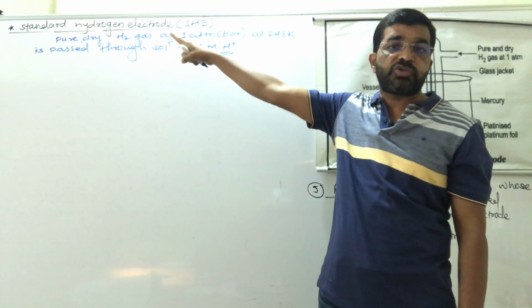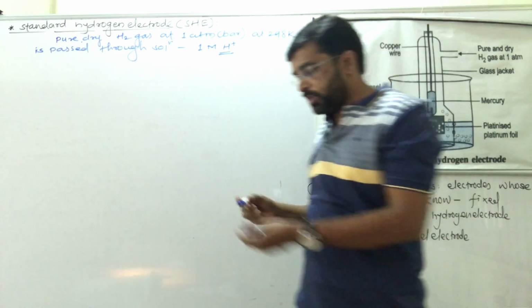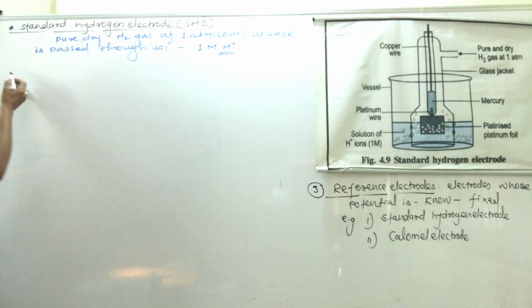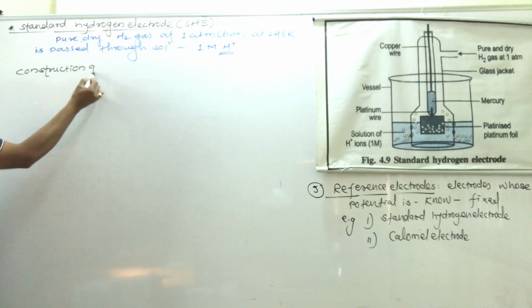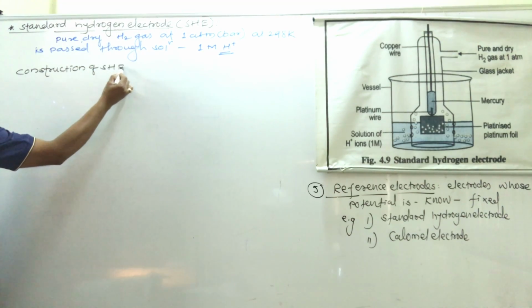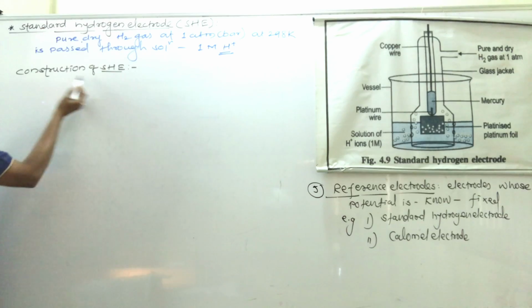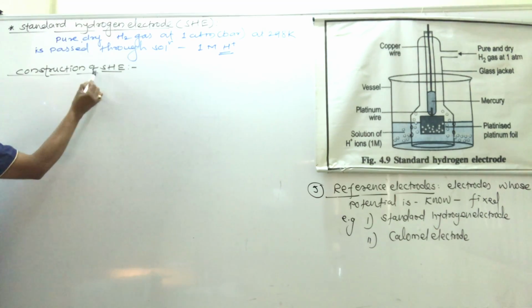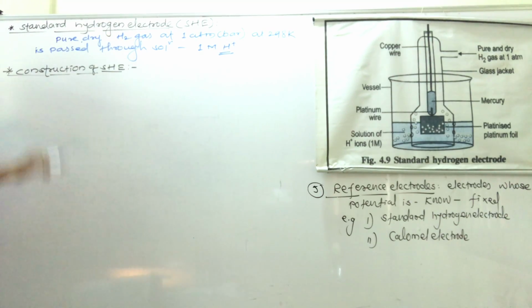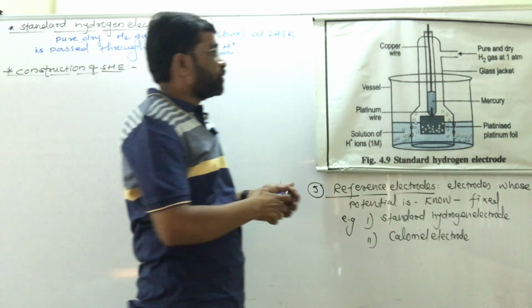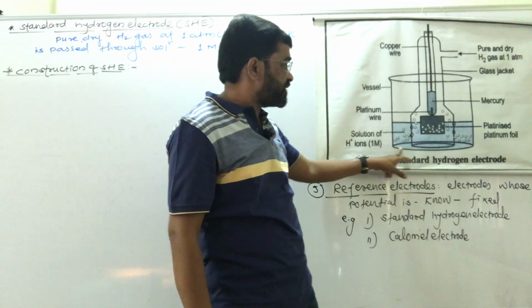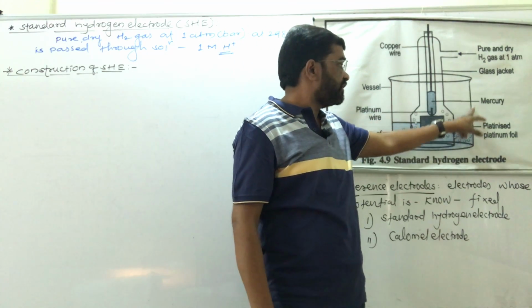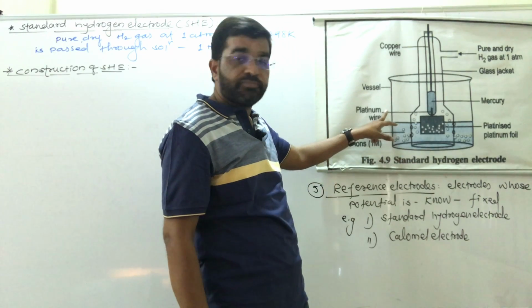So the electrode is the standard hydrogen electrode. You see the second point, that is construction of standard hydrogen electrode. How the standard hydrogen electrode is constructed, you see here. It consists of this vessel. See carefully. It consists of a vessel.